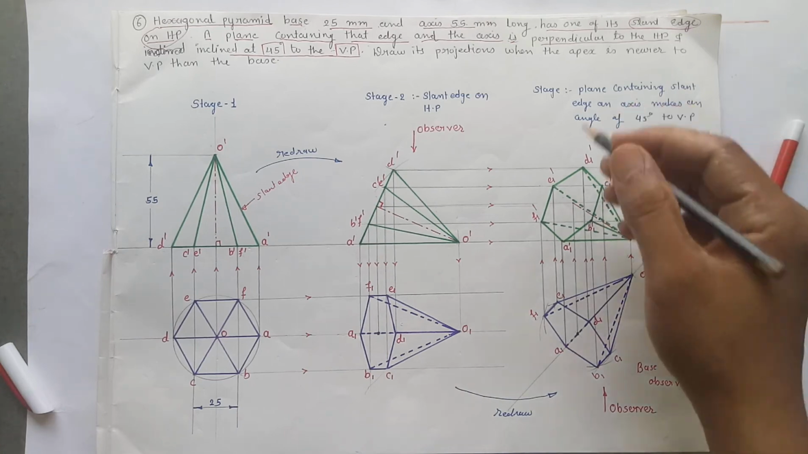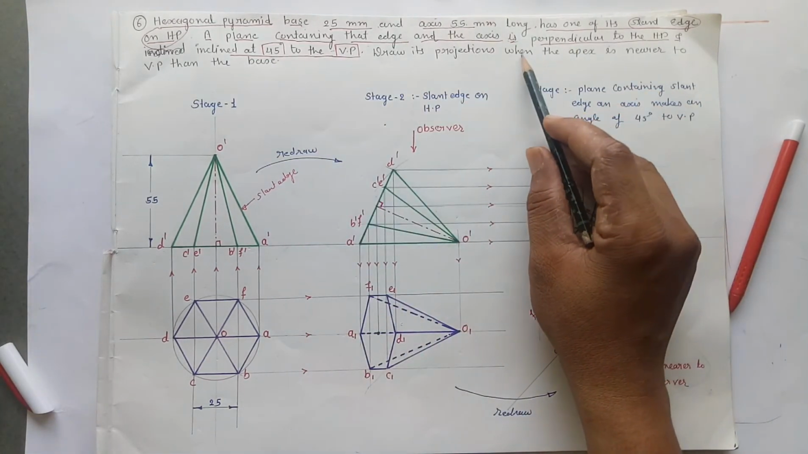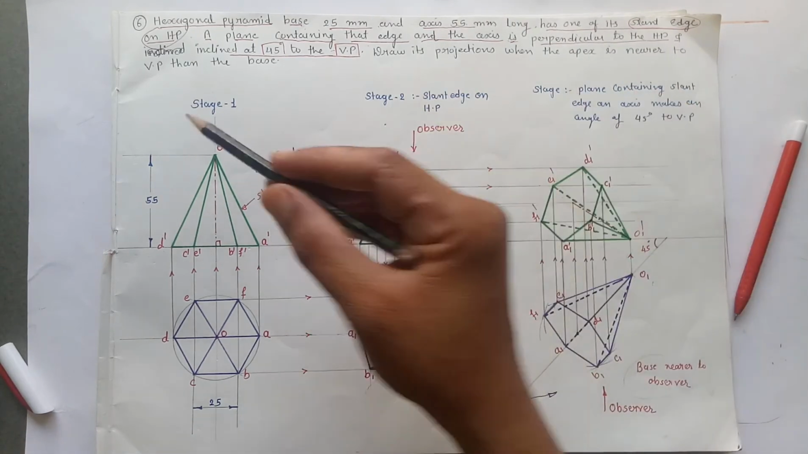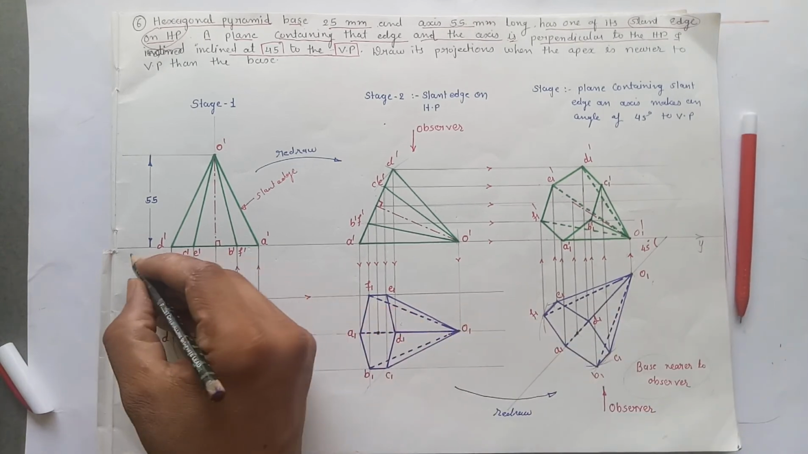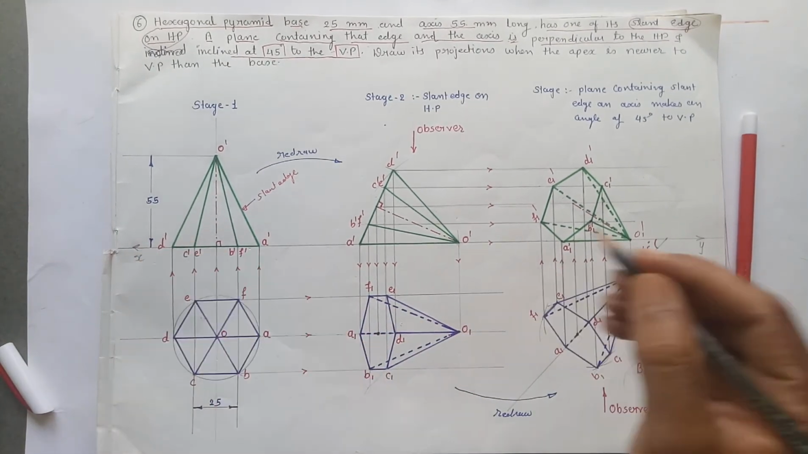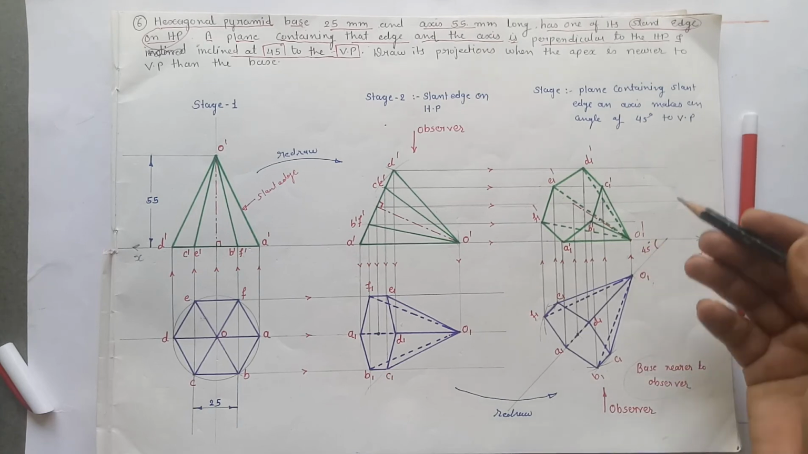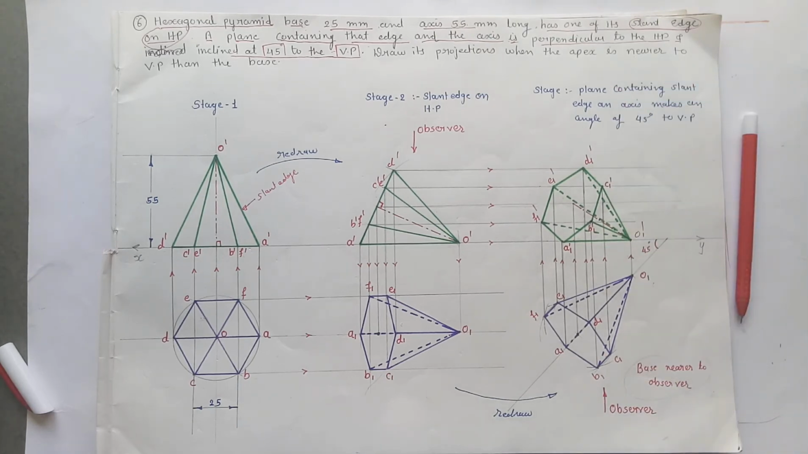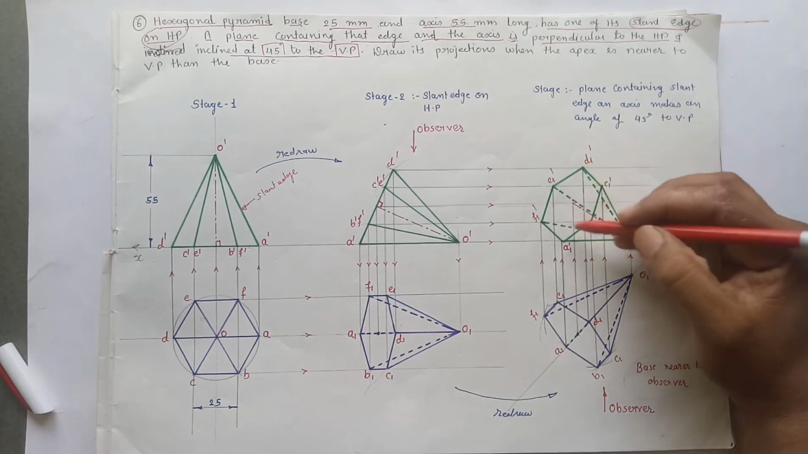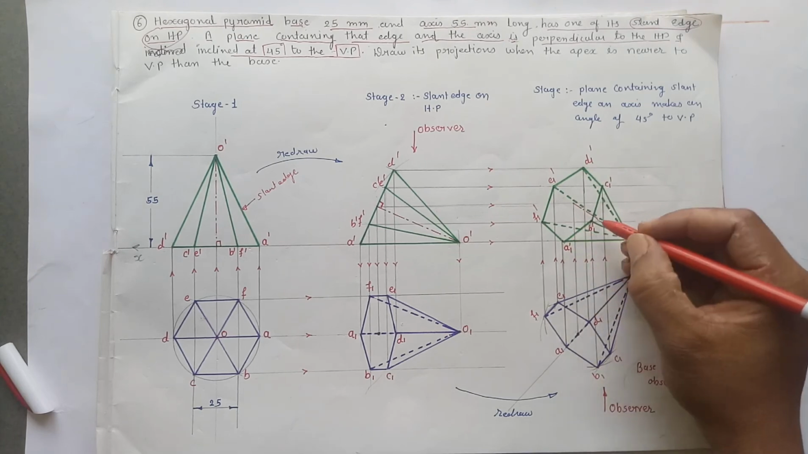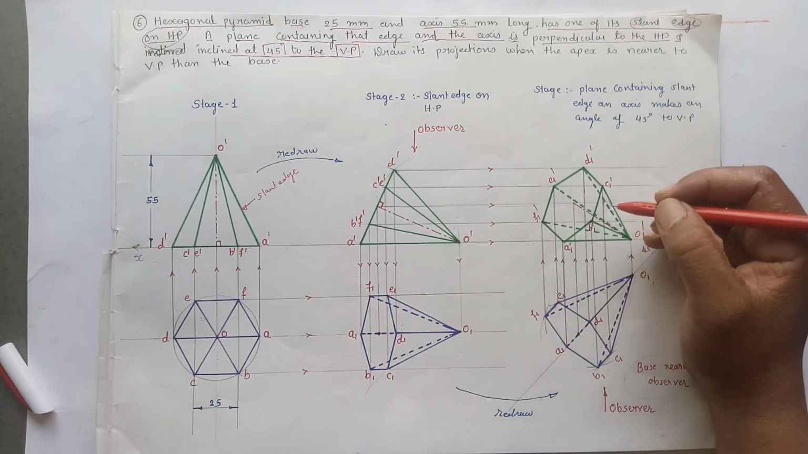Now here again the base is nearer to the observer, and it is also given that the apex is nearer to VP, so the apex is nearer to the XY line, so the base is nearer to the observer. So the base is nearer to the observer, so then the elevation base is going to be visible. So draw the base A1, B1, C1, D1, E1, F1 as a visible outline.